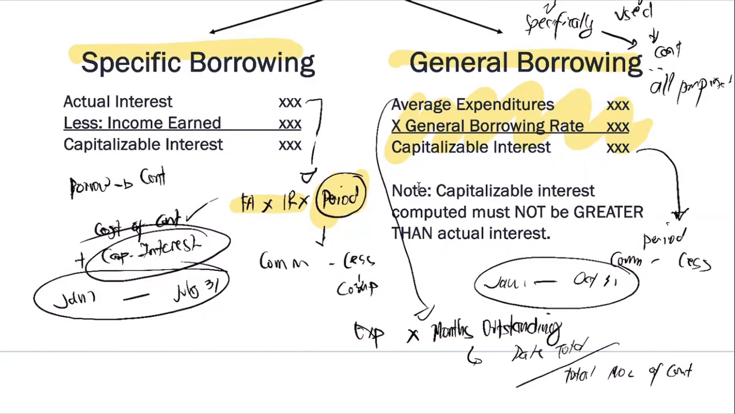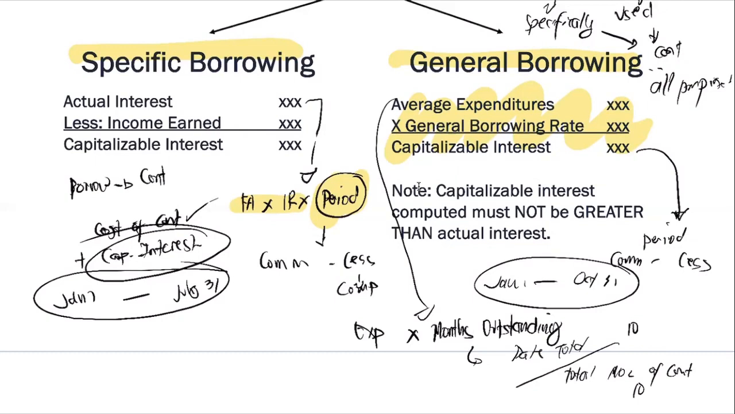So if ever, January until October 31, how many months? January, February, March, April, May, June, July, August, September, October. So that is 10 months. Total months of construction, 10. So 10 over 10. That's how it is. Okay? Months outstanding, your period here until the end. So you count January 1 until October 31. So the date total divided by your total months of construction.